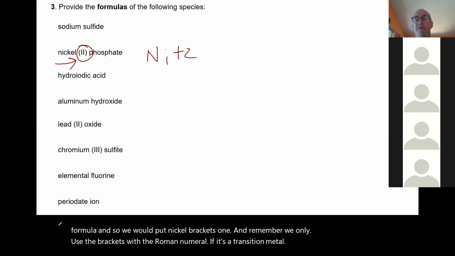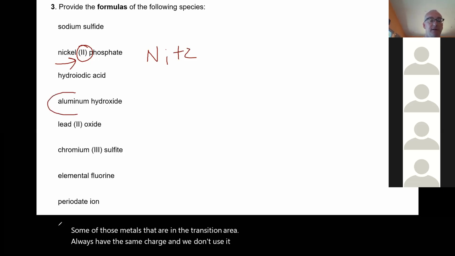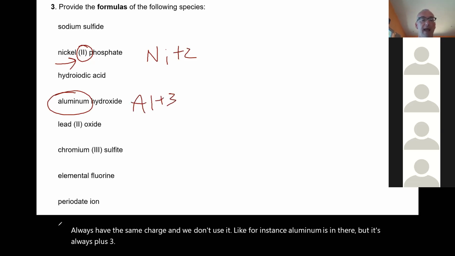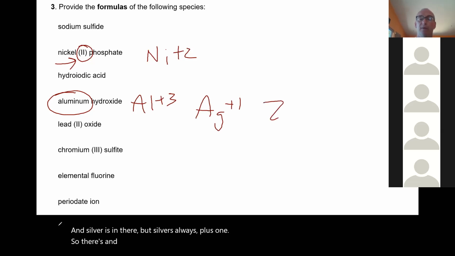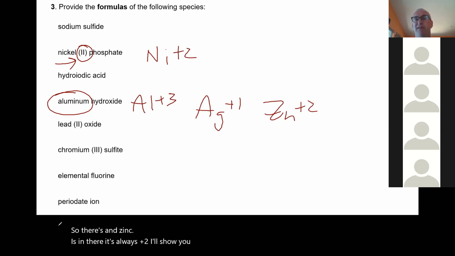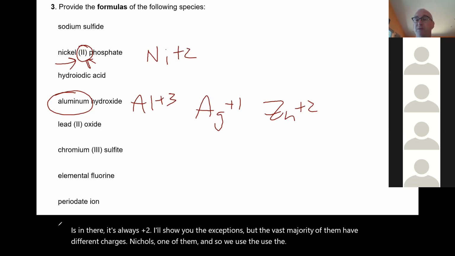Some of those metals in the transition area always have the same charge and we don't use it. For instance, aluminum is in there, but it's always +3. Silver is in there, but silver is always +1. Zinc is in there, and it's always +2. I'll show you the exceptions, but the vast majority of them have different charges. Nickel's one of them, and so we use the Roman numeral to tell us what charge it is.